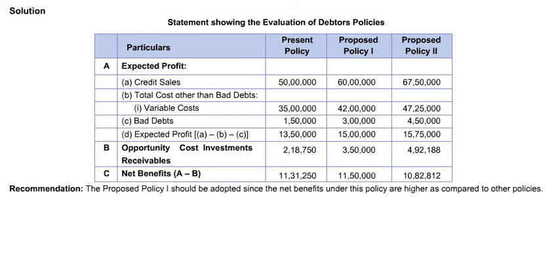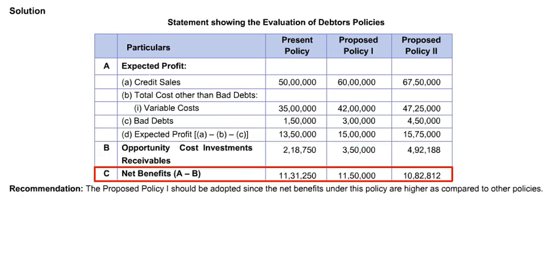Now we can make the statement which shows the evaluation of debtor policies. We have credit sales given in all the 3 policies. Then we reduce the total cost other than bad debts, that is basically the variable cost, which we know is 70% of the sales. Then we have been given the bad debts figure. By reducing these costs, we come out with the expected profit, that is 13,50,000 for the present policy, 15 lakhs for proposed policy 1, and 15,75,000 for proposed policy 2. Then we reduce it by the opportunity cost that we calculated in the working note. After reducing it, we see the net benefit.